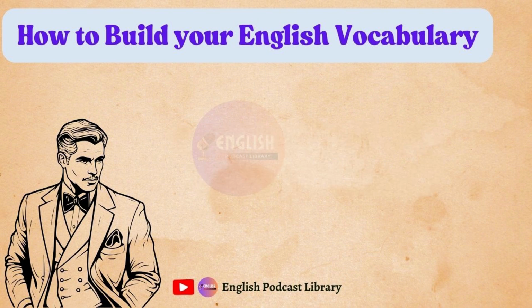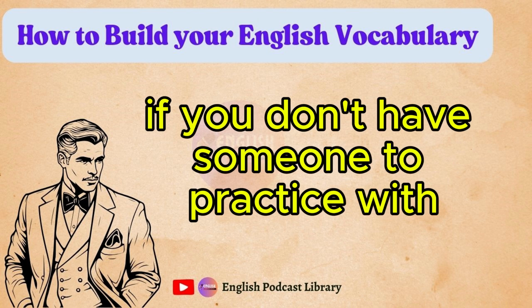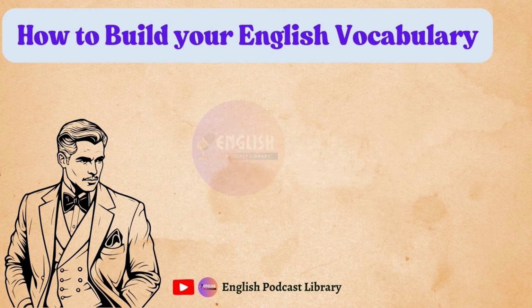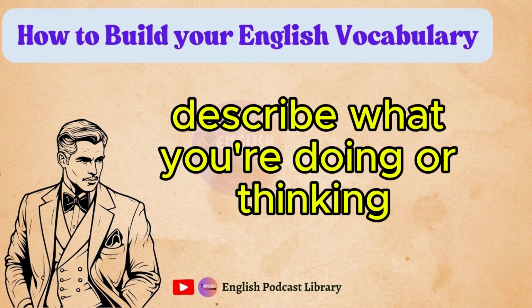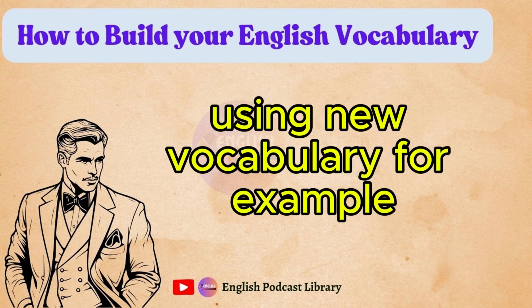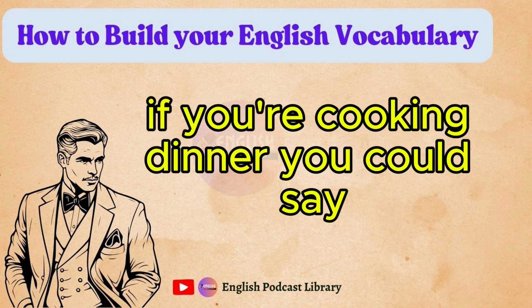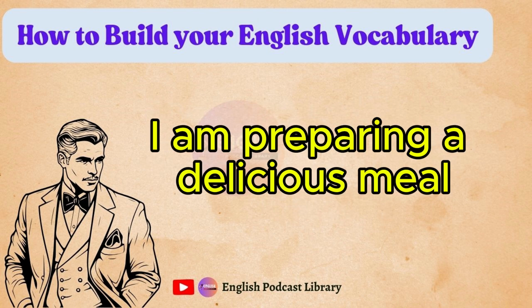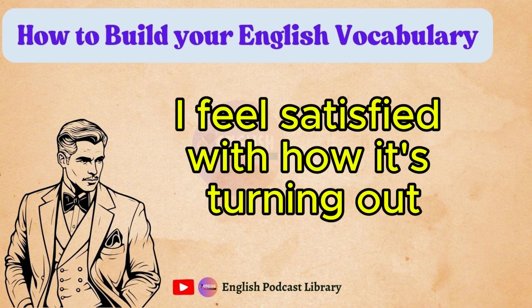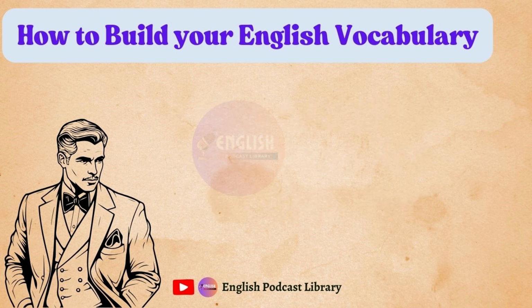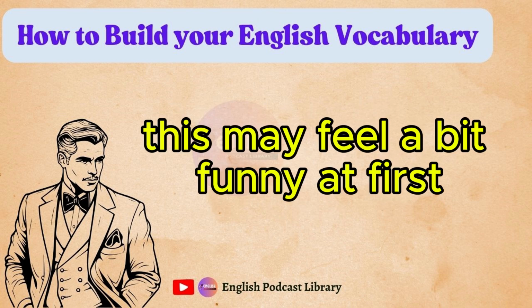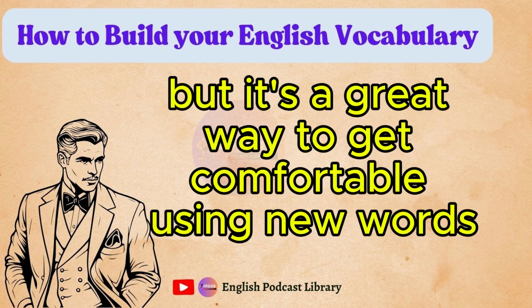3. Conversations with yourself. If you don't have someone to practice with, try talking to yourself. Describe what you're doing or thinking using new vocabulary. For example, if you're cooking dinner, you could say, "I am preparing a delicious meal. I feel satisfied with how it's turning out." This may feel a bit funny at first, but it's a great way to get comfortable using new words.